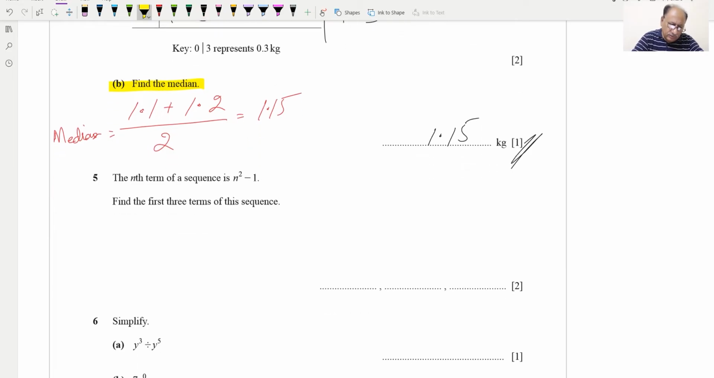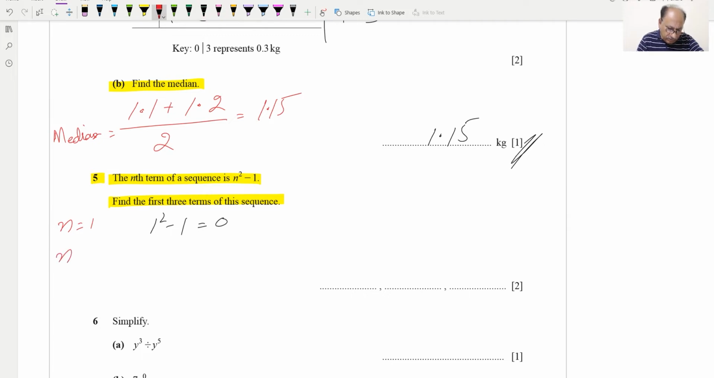The nth term is provided, and we have to find the first three terms in this sequence. So for the first three terms, we replace n. Like n is equal to 1, what will be the term? It will be 1 square minus 1, which is equal to 0. So 0 will be the first term.